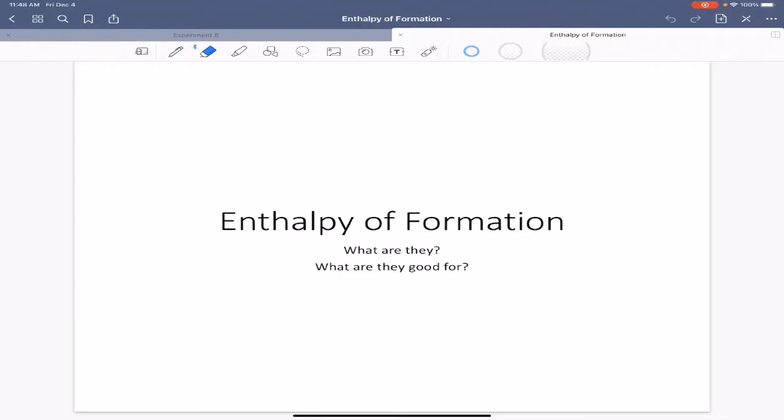Enthalpy of formation is an important idea and is fundamental to understanding Hess's law. So the first thing we need to consider is what are they? And then how do we use them? What are they good for? So I want to start with the word enthalpy.